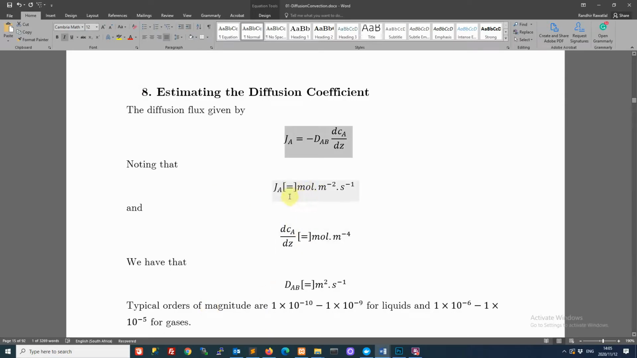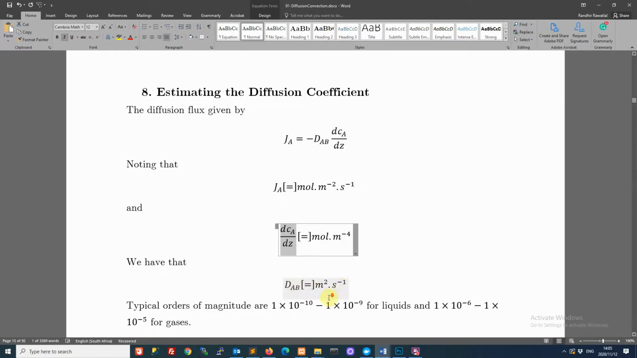Some other housekeeping things. We know, of course, that the molar flux has units of moles per meter squared per second. And then clearly our concentration, so those are the units here, and then the units of dCA/dZ. CA is moles per cubic meter, and then we are dividing by another space coordinate, so it's going to be moles per cubic meter per meter, so it's moles meter to the minus 4. So those are the units of dCA/dZ. And so if those are the units there and these are the units here, then the units of dAB will be meters squared per second. So in SI units, those are the units of dAB.